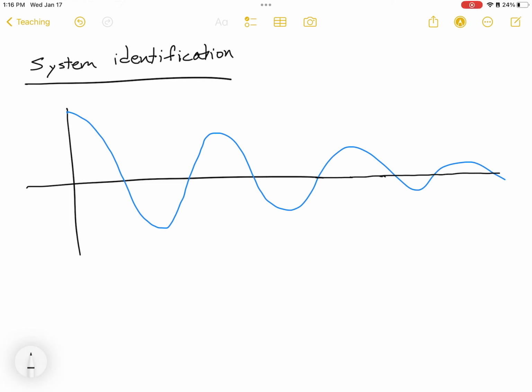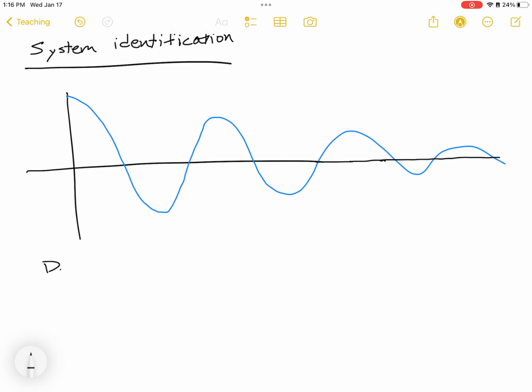In this video, we're going to be talking about a particular method of system identification for second-order systems, or systems that behave with second-order dynamics, which is called the decay ratio and logarithmic decrement. I'll say that one more time because it's probably a new word: logarithmic decrement.